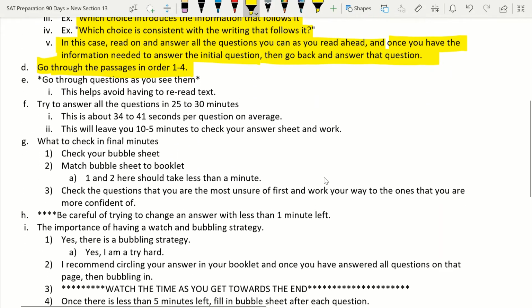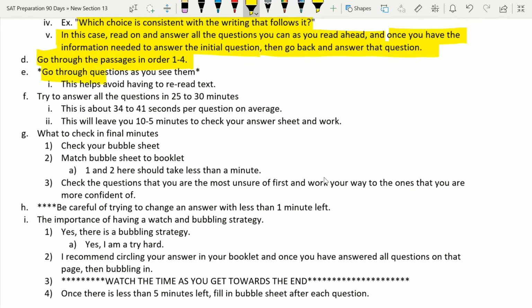All right, next thing, you want to go through the questions as you see them, right? Obviously, if you come across one where you need more context, then you're going to have to continue on before you answer it. Then, once you have enough context to go back and answer it, go back and answer it.